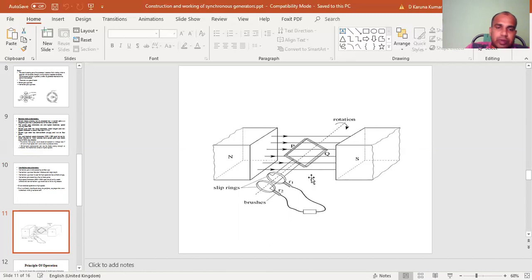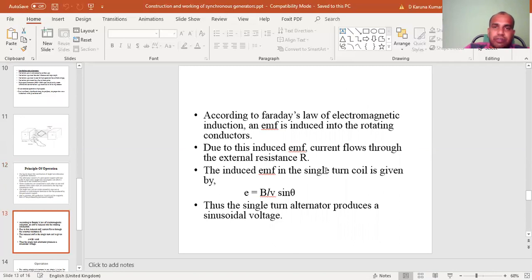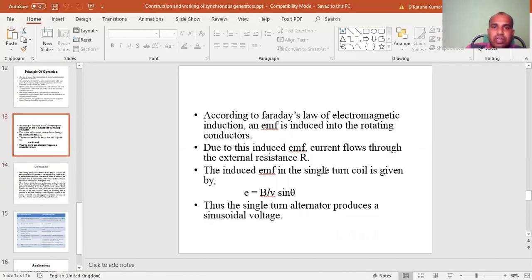The flux is produced by the two permanent magnets. Due to the rotation, the conductors P and Q cut the magnetic lines of flux produced by the permanent magnets. According to Faraday's laws of electromagnetic induction, EMF is induced in the rotating conductor. This means whenever a conductor cuts the magnetic field, an EMF is induced. Due to this induced EMF, current flows through the external resistance R. The induced EMF in the single turn coil is E = BLV sin theta, and the single turn alternator produces a sinusoidal voltage.